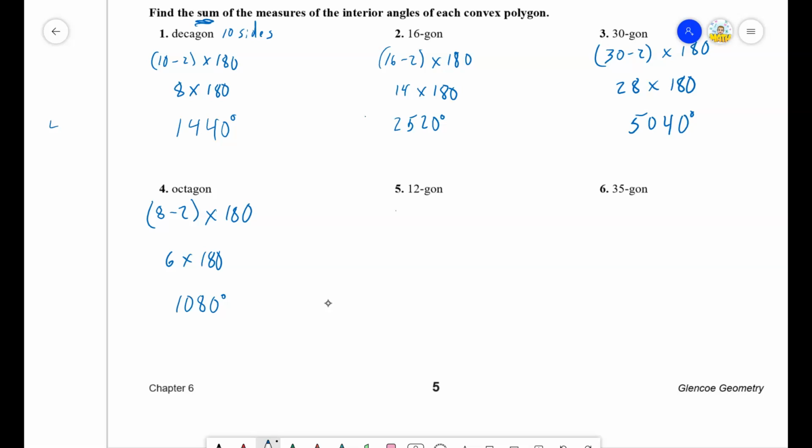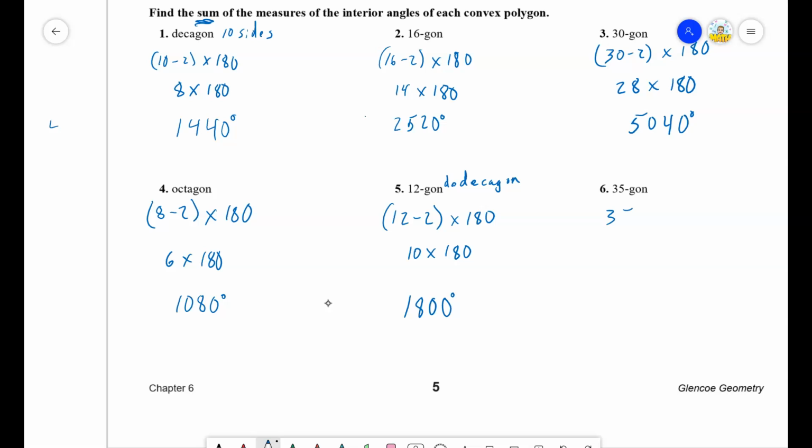A 12-sided figure. So this is going to be 12 minus 2. This is also called a dodecagon. Not to confuse anybody: the decagon has 10 sides, but if we say dodecagon, that's 12-sided. So 12 minus 2 times 180 is 10 times 180. And we don't actually need a calculator for that. I'll just add a 0, and that'll be 1,800 degrees.